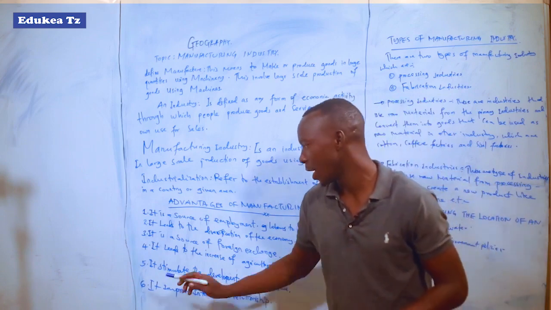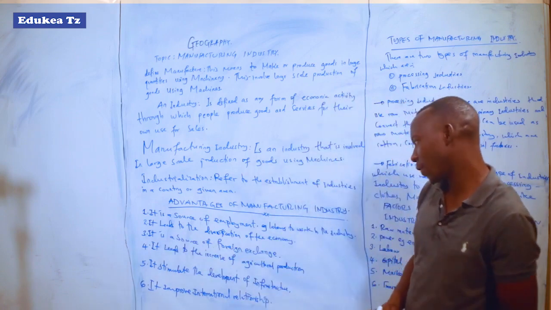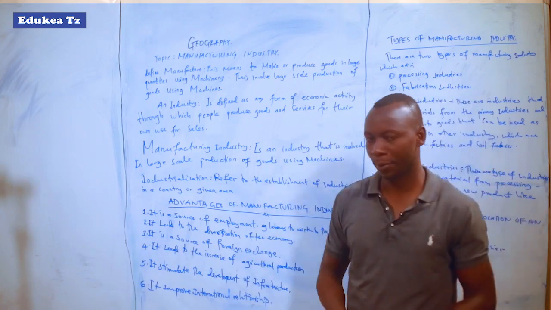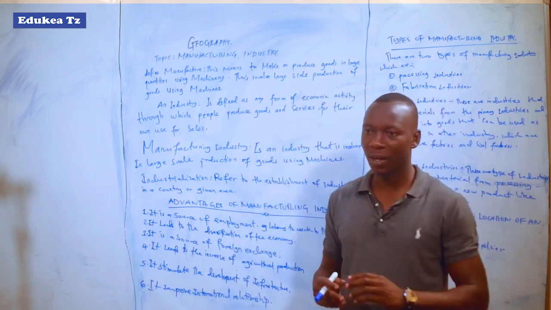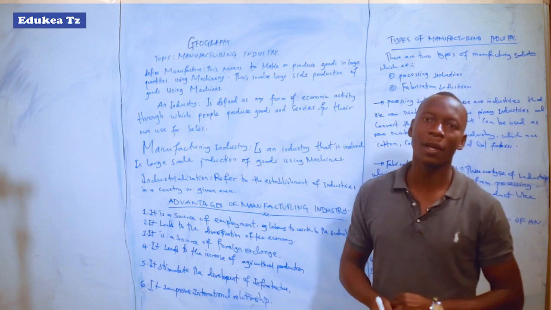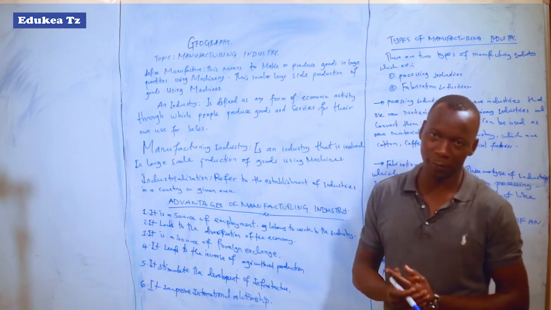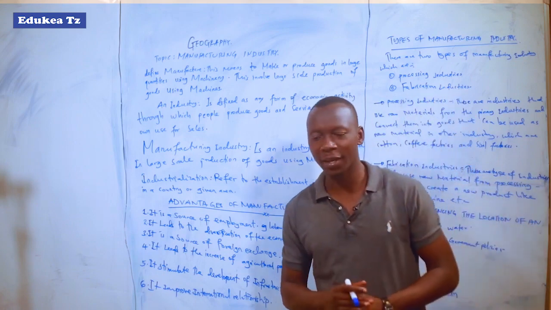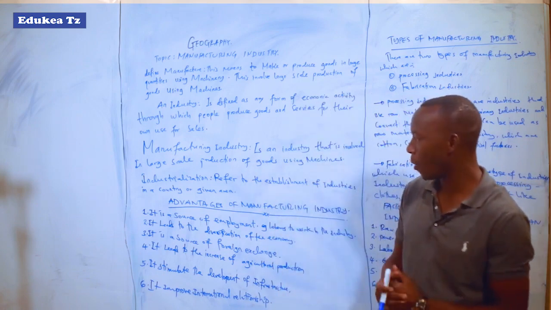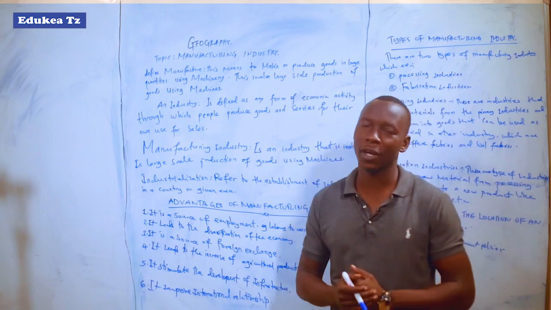The second is that it leads to the diversification of the economy. What does it mean? Diversification of the economy means the government does not depend on one sector of the economy, for example the tourism sector. But today, the campaign of our national economy is industrialization.